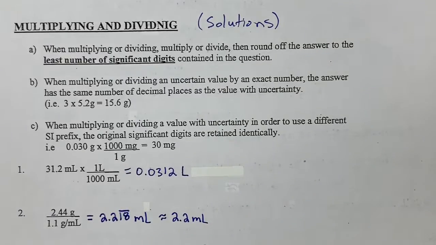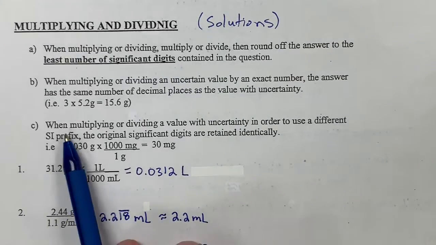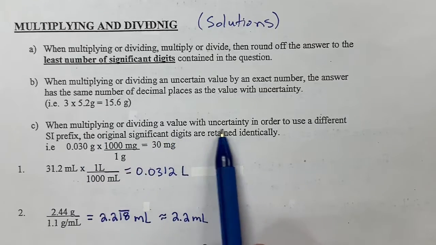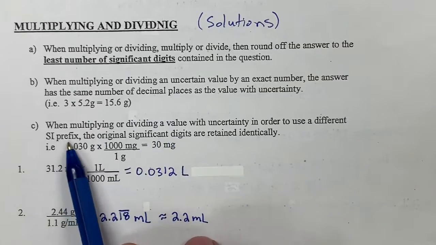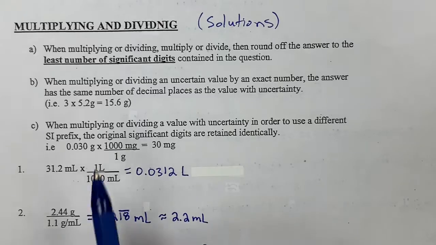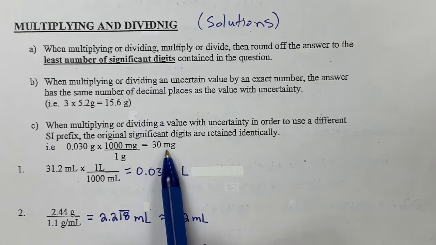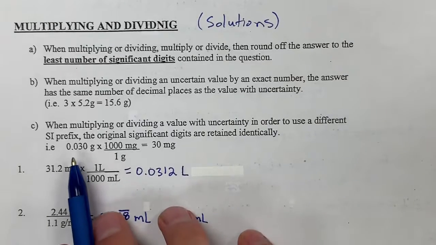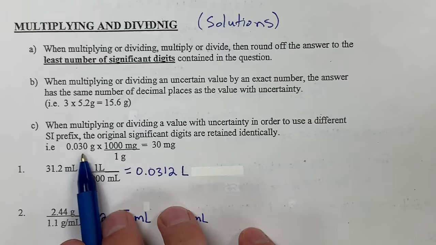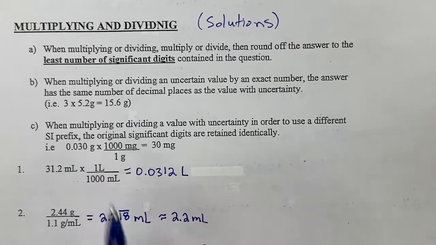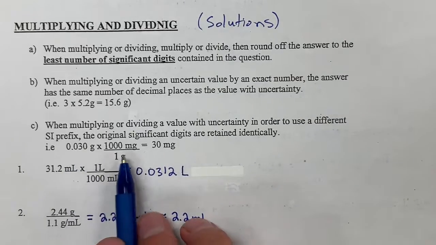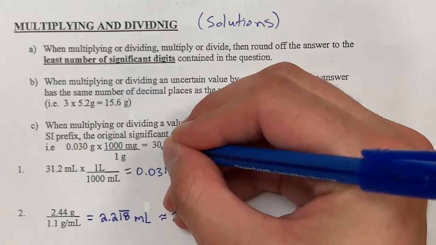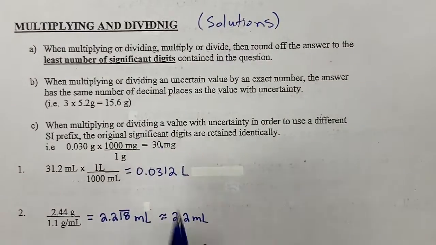Now also keep in mind on C, when multiplying or dividing a value with uncertainty in order to use a different prefix, so going from here, we're trying to go from grams to milligrams, the original significant digits are retained identically. We can see here that 0.030 has 2 significant digits. This result here should be 30 point, showing that it has 2 significant digits.